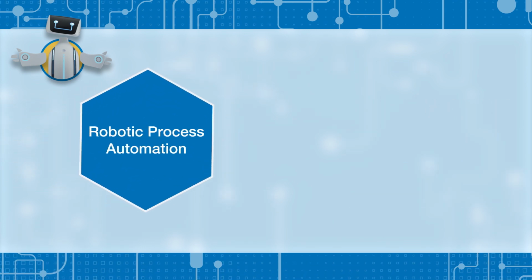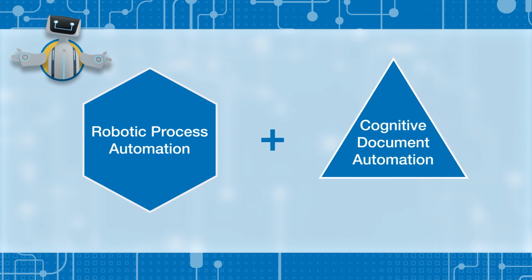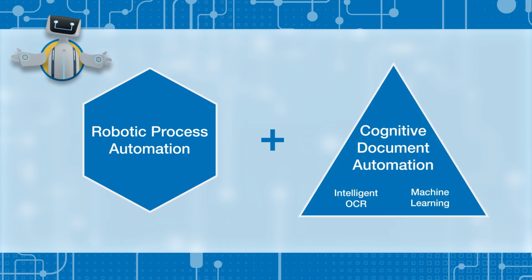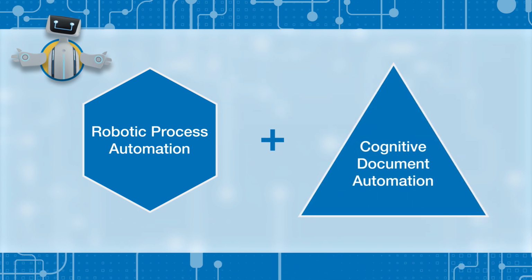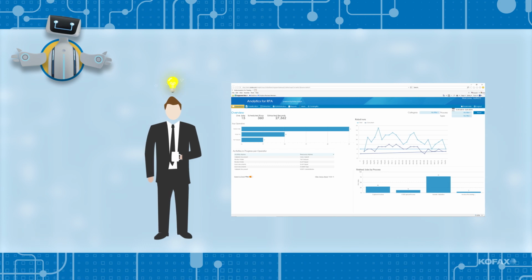Alan can design and deploy robots that seamlessly leverage cognitive document automation with machine learning and intelligent OCR to process unstructured data. IT isn't stuck fixing code on broken robots every time there's an exception, and Jim's boss can monitor robot and human productivity and drive continuous improvement with robotic process intelligence.